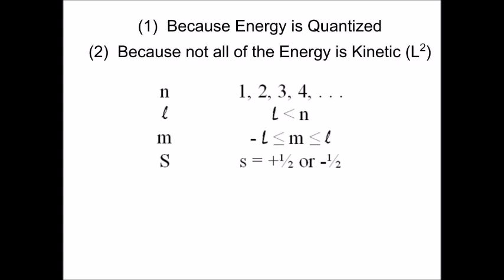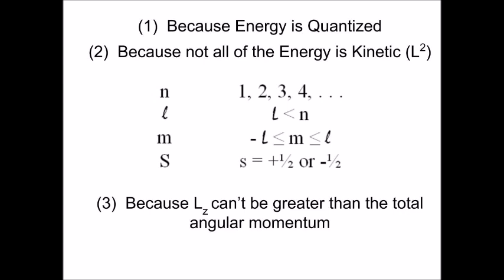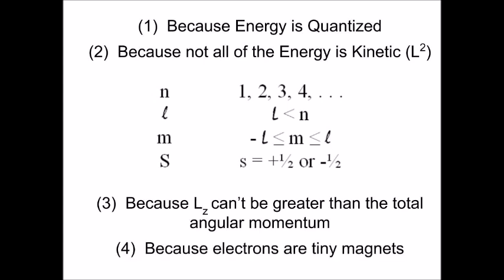You can think of it as telling you how much of the electron's energy is kinetic, or what the angular momentum squared would be, and don't forget that even if little l is 0, big L, the angular momentum of the system, is not 0. M tells you what percentage of your total angular momentum is in the z direction, so the magnitude of LZ is limited by the total amount of angular momentum, and electrons have been caught red-handed acting like tiny magnets.